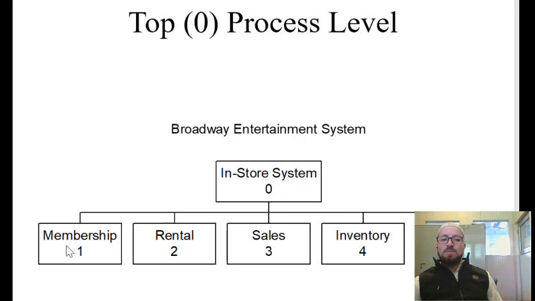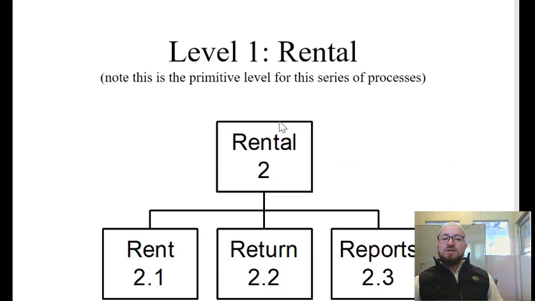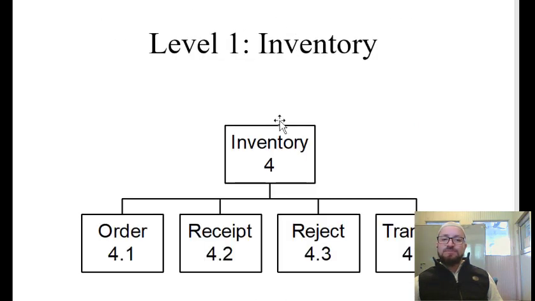And then there were the processes: membership, rental, sales, inventory, and employee. On level 1, I will take up membership and see what the sub processes are, and rental, what are the sub processes, sales, inventory, and employees and their sub processes. You could see here this is inventory and these are the sub processes.